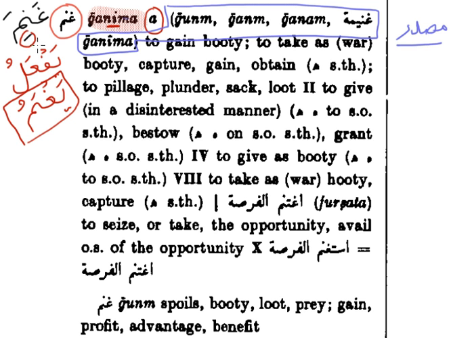Now after that, it mentions the meanings of this past tense. So the meanings of this past or present tense are all of these from here. If I just circle all of that, this is the past tense for this word. Now the past tense for this word has several meanings depending on the context. So it can mean to gain booty, to take as war booty, capture, gain, obtain, to pillage, plunder, sack, loot. All of these words can be used for the meaning of ghanima, yaghnamu.